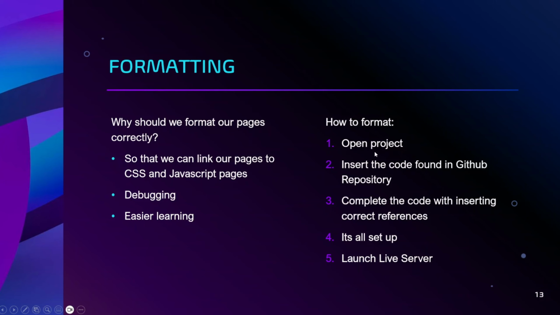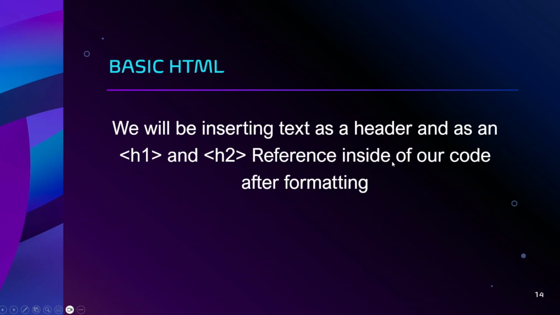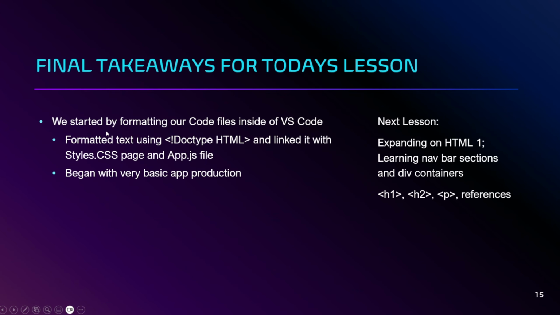So how do you format it? You open the project and you insert the code, and we already went through all this. So this will be our basic HTML. We will learn in our next lesson the H1 and H2 references. And so what we went over today, we started by basic formatting our code inside of VS Code, and we formatted our text using doc.html and linked it with a styles.css page, and not exactly our app.js file, but that's very easy to link, very similar to our styles.css. And we began with very basic app production. In our next lesson, we will be expanding on HTML, loading navbar sections and divider containers on our H1, H2, and paragraph references.